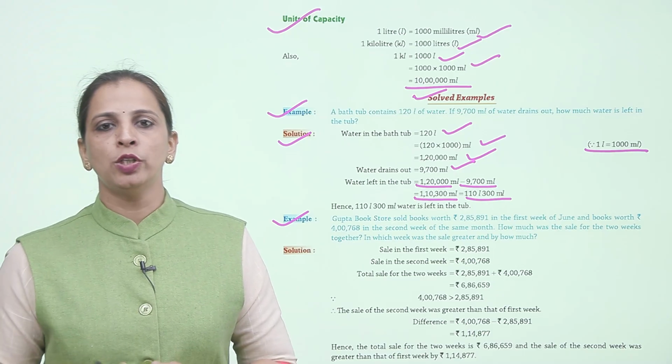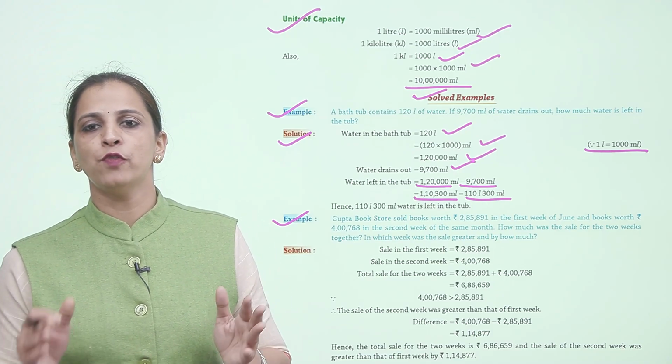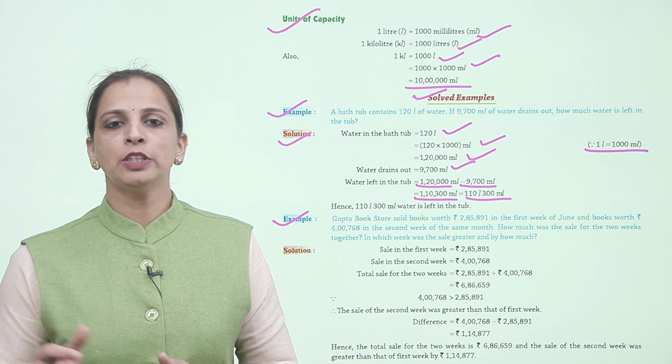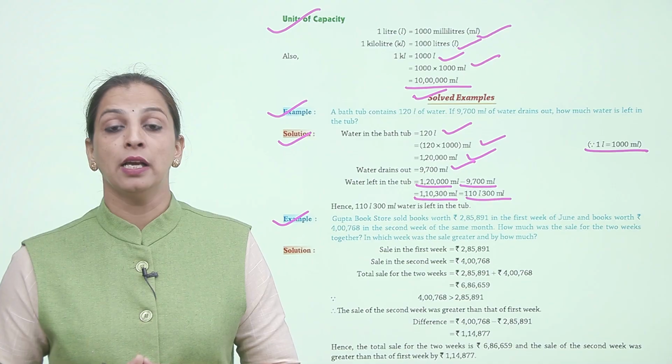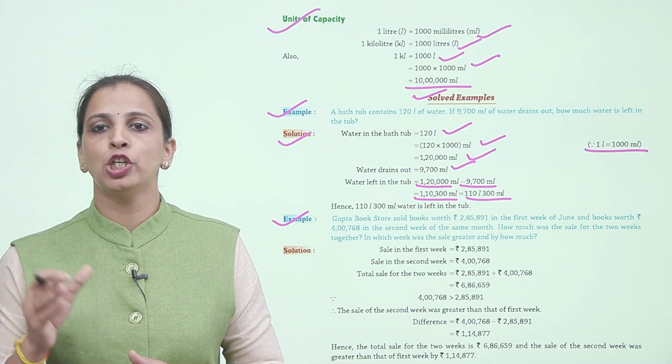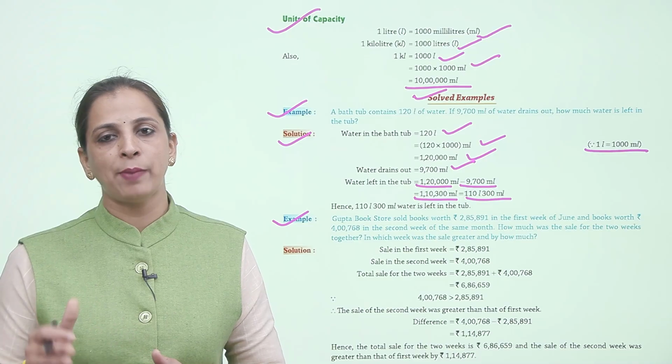Gupta bookstore sold books worth rupees 2,85,891 in the first week of June and books worth rupees 4,768 in the second week of the same month. How much was the sale for the 2 weeks together? In which week was the sale greater and by how much?